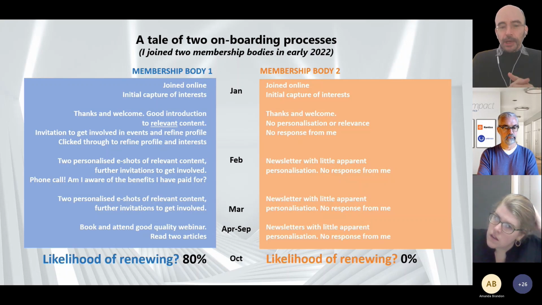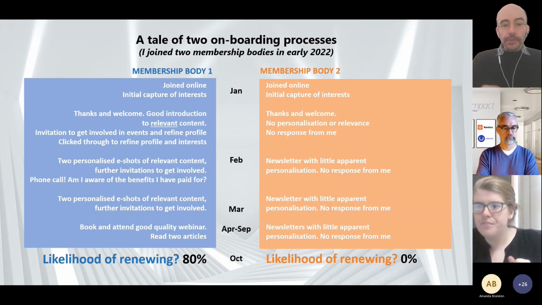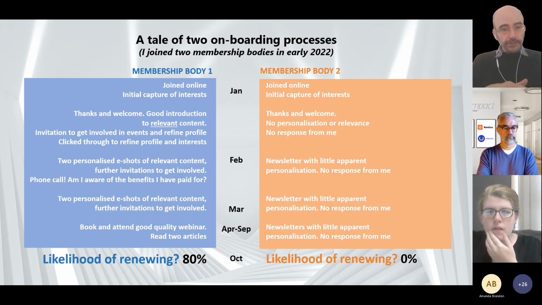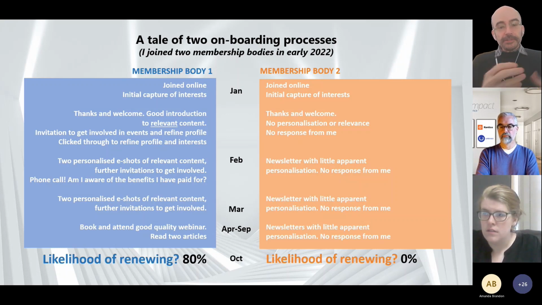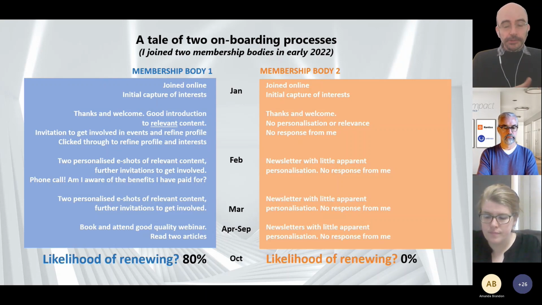And I made that decision about renewing because their onboarding process was so thorough and so personal. And even though I was too busy or lazy to take up most of their benefits, they did a really good job of making sure I knew they were there, and it was down to me whether I wanted to do them or not. And when I have more time, I'll do them.